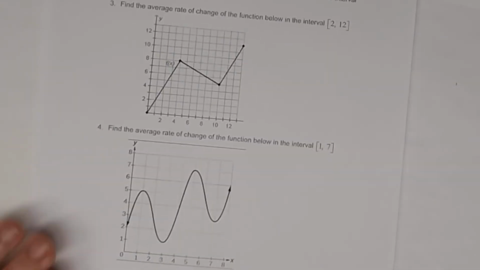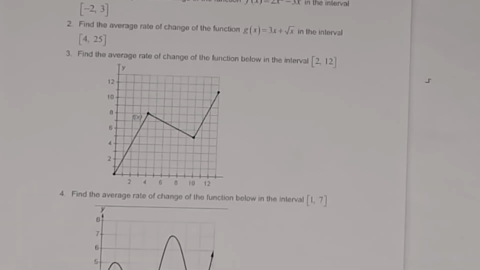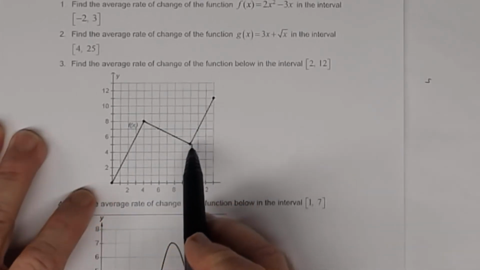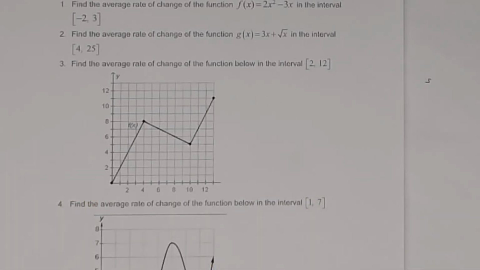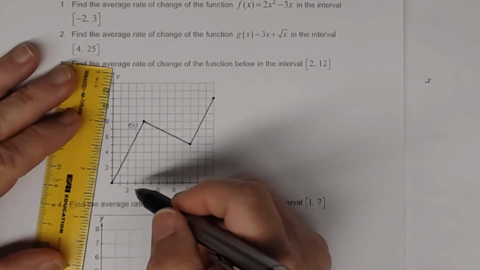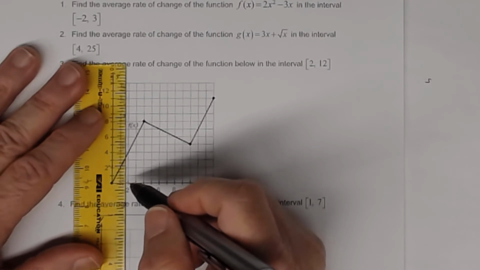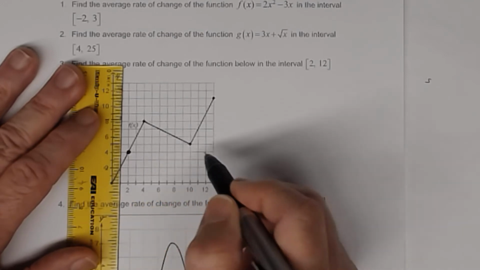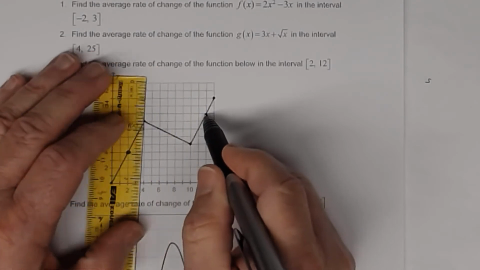All right, then number 3, you're given a graph. So let me see if I can extend that a little bit bigger. So you're given a graph, and you want to find the average rate of change of this function here from the interval 2 to 12. So for that one, since the graph is given, it helps to actually pinpoint where the points are that corresponds to 2. So when x is 2, here's the point that corresponds to 2 right here. See that? And then when x is 12, here's the point that corresponds to x equal 12.